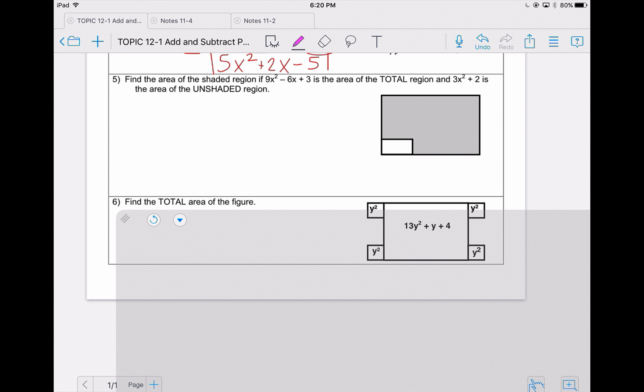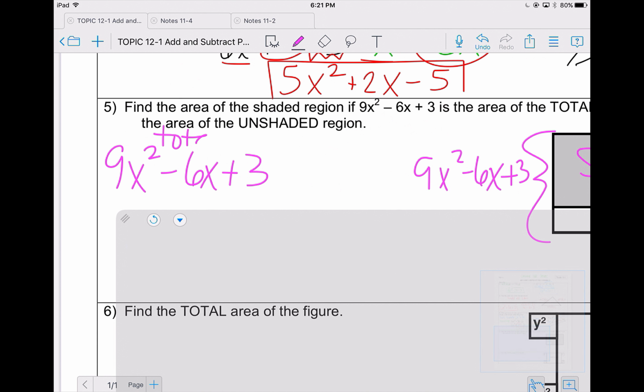Problem 5 asks us to find the area of the shaded region if 9x squared minus 6x plus 3 is the total and 3x squared minus 2 is the unshaded. So we know all of this, and we know this, and we want to know the shaded. So we know the full thing, meaning we're going to need some subtraction. So we're going to take the full thing, so the total, and subtract the unshaded to find the shaded.